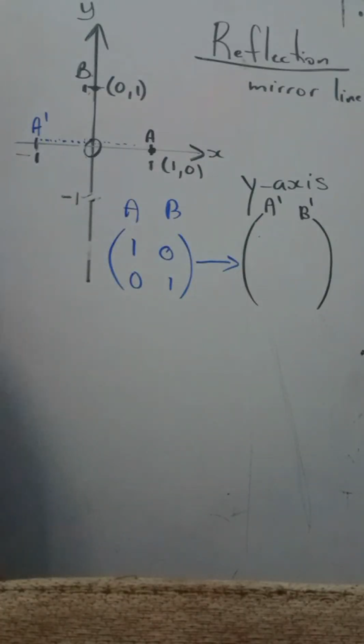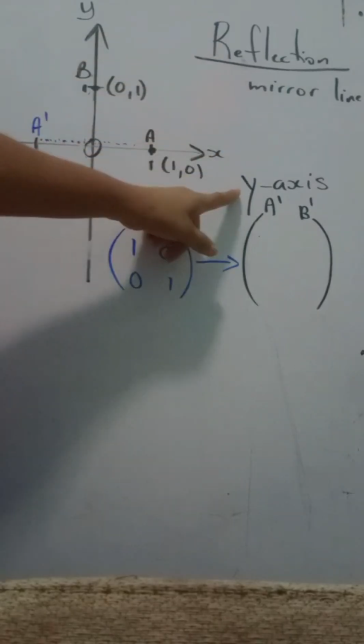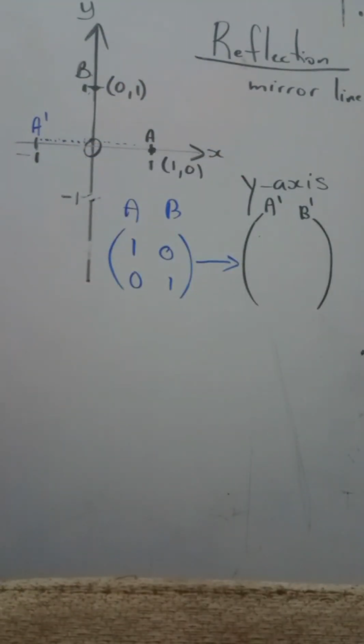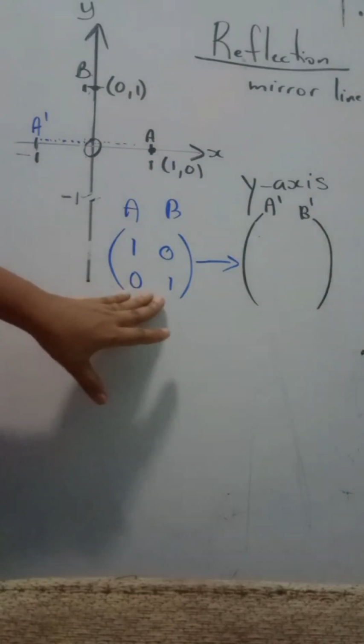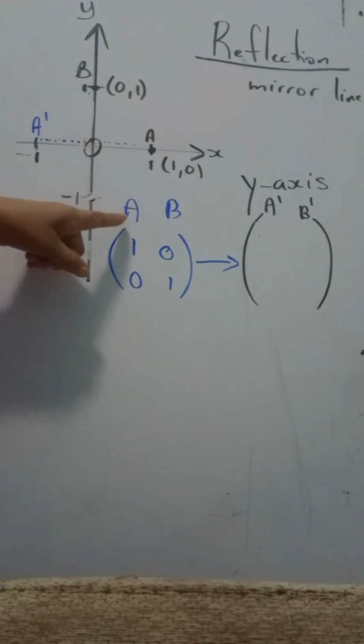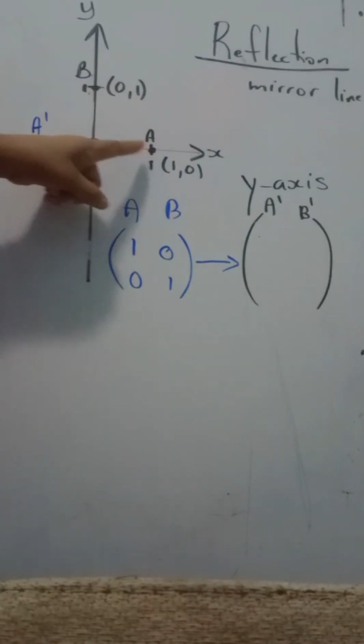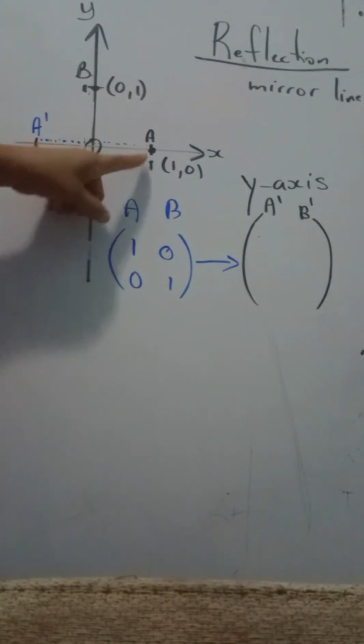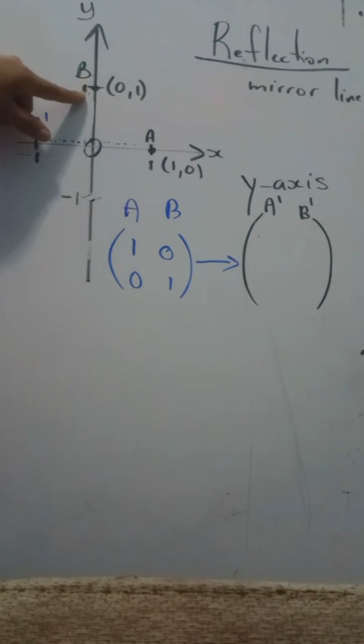Alright guys, so we would have created the matrix that would represent a reflection in the x-axis. Now we want to create the matrix that would represent a reflection in the y-axis. So notice we're creating it using the information of the unit matrix that represents the points A and B. A being 1 unit from 0 on the x-axis, B being 1 unit from 0 on the y-axis.